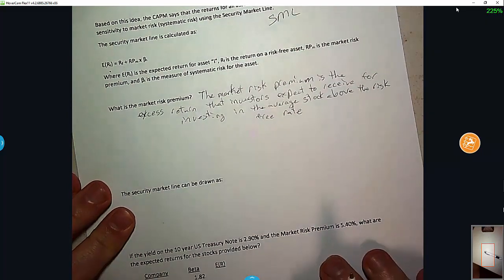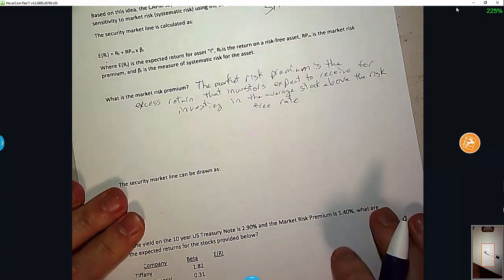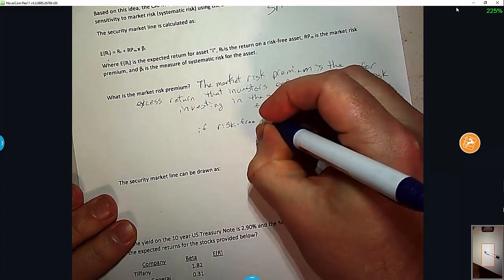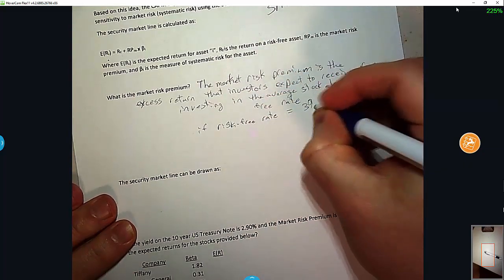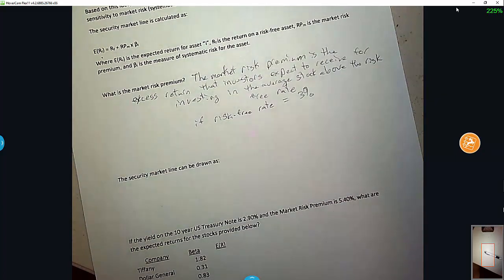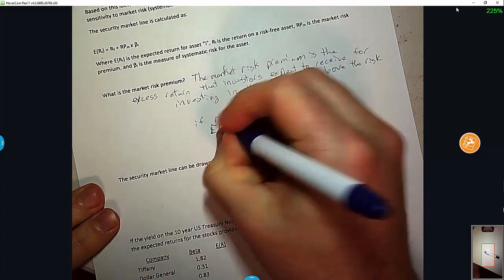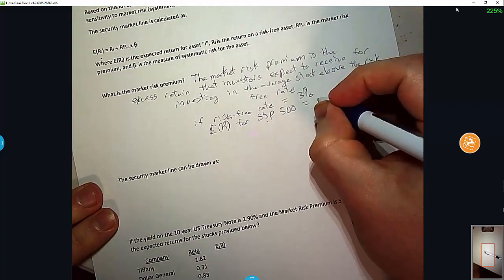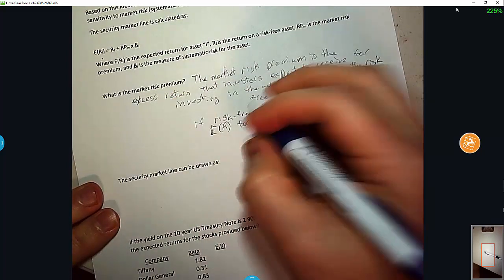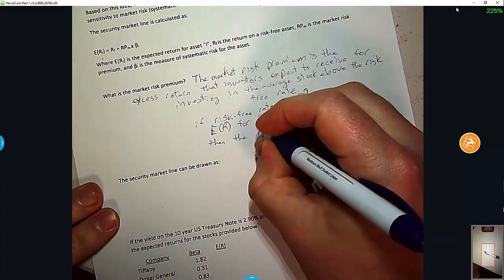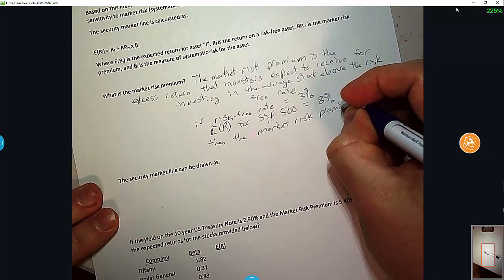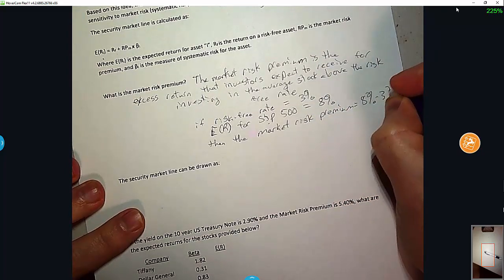And then we're going to work some examples of this below, but one way to think about this is that if the risk-free rate is equal to 3%, so this might be the yield on a 10-year U.S. Treasury, and the expected return for the S&P 500 is 8%, then the market risk premium is equal to 8% minus 3%, or 5%.